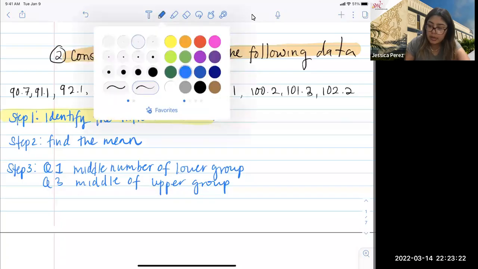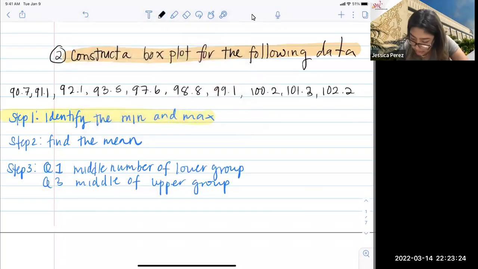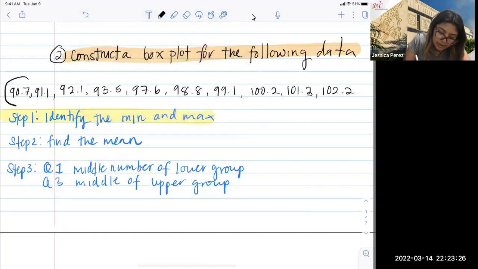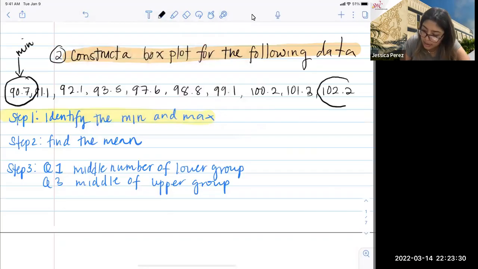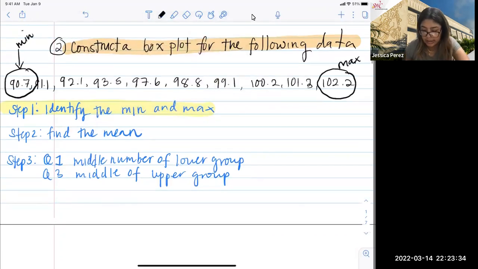So the minimum data, if they are in order, which it looks like they are, this is the minimum data. This is the maximum data. Now we need to find the actual median. Sorry, here, let me just fix that. One second.